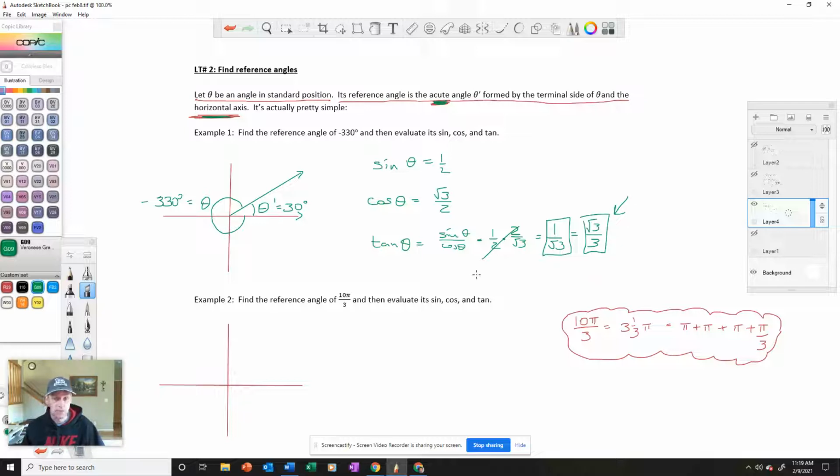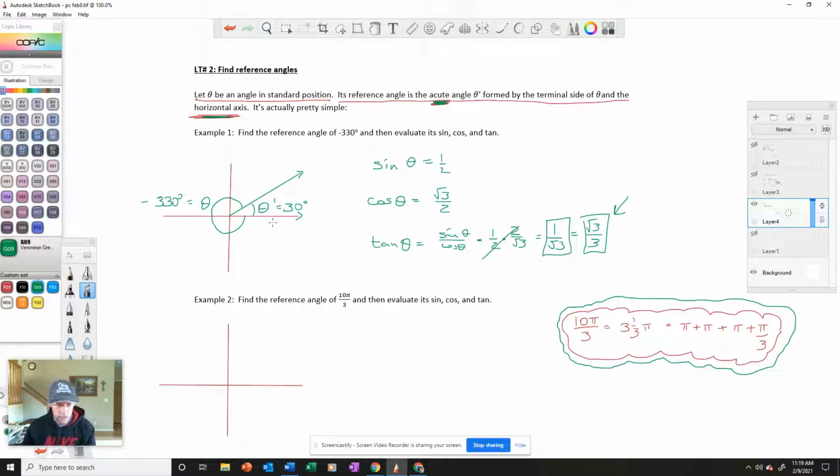Okay, so that's what a reference angle is. Let's do another example, though, where finding the trigonometric ratios is going to be a little bit trickier because there's one more little thing you have to consider. So here we go. Find the reference angle of an angle that is 10 pi over 3 radians, and then evaluate the sine, tangent, and cosine. So over here, I kind of broke it down. So 10 thirds is obviously 3 1/3. And 3 1/3 pi means pi plus pi plus pi plus pi over 3. So that's my angle. I kind of broke it down to think, well, how big is this angle?